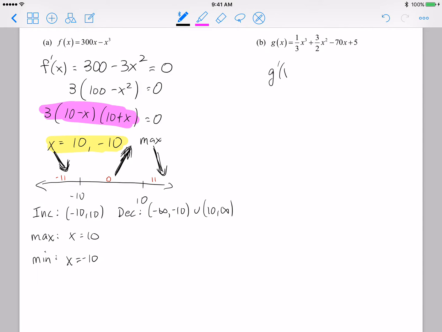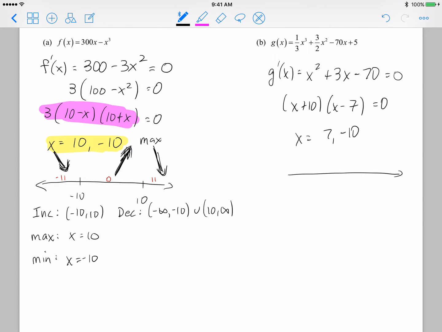So the derivative is going to be x squared plus 3x minus 70. Again, there's no denominator here, so I just need to set it equal to 0 to find my critical points. And if I factor this, I need factors of negative 70 that add to 3, and that would be x plus 10 and x minus 7. Okay, so that's going to give me the critical points, x equals positive 7 and negative 10.